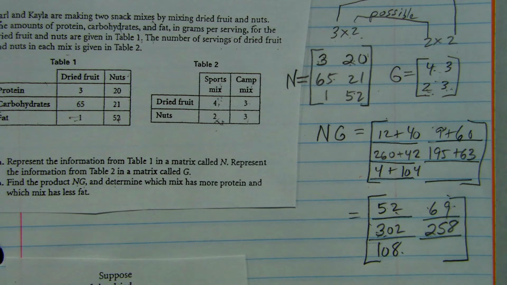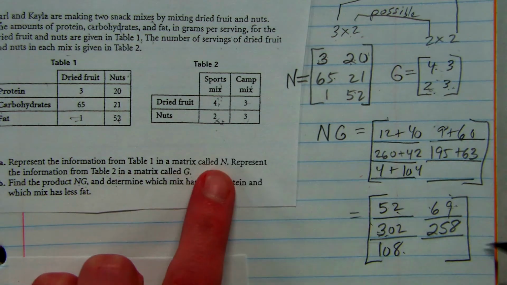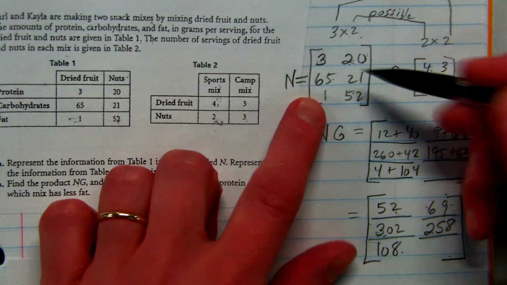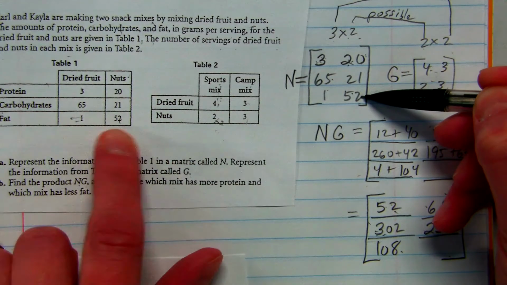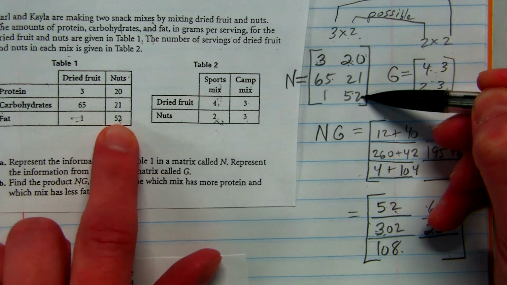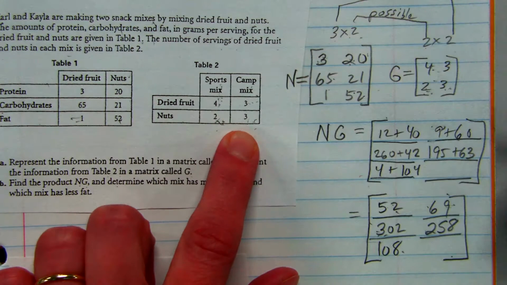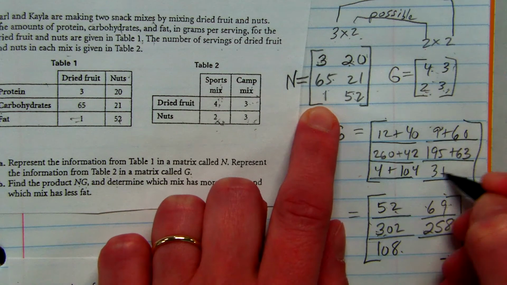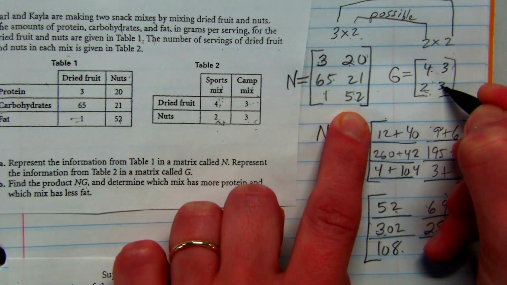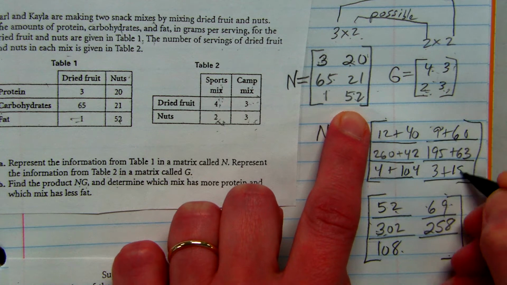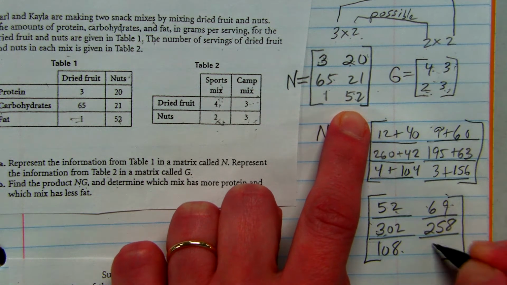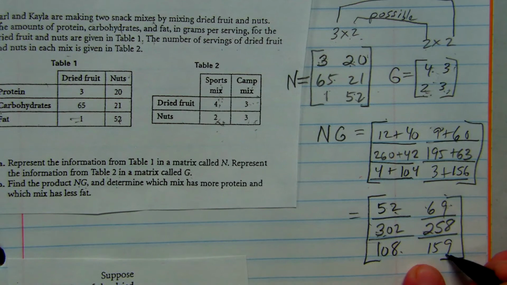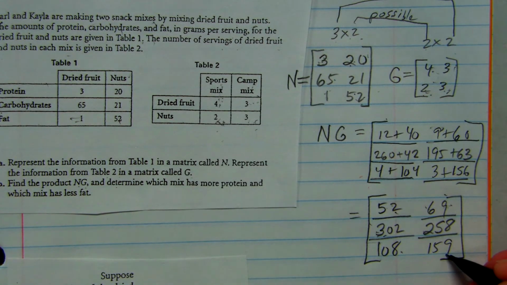And then if you want to figure out nutritional stuff, you'd have to break it down into how much out of the bag is a serving, but this is where you would start. And then to do the last entry, we're taking 1 times 1 and 52, which is the fat that's in dried fruit and nuts, by how much is in the camp mix. So we're going to multiply these together. 1 times 3 is 3. 52 times 3 is 156. So if I add those together, we get 159. This represents the fat for the camp mix.